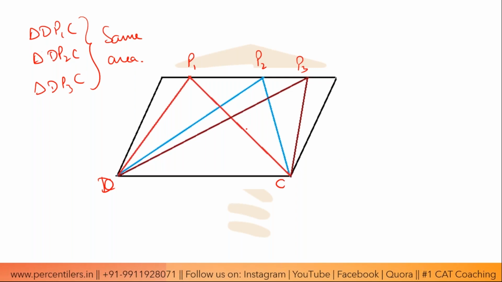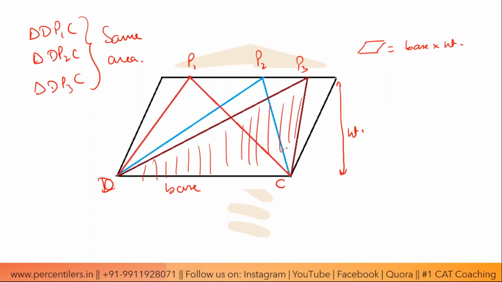Okay. Now there are many ways to prove it. The easiest way is: area of parallelogram is base into height, where CD is the base and this is the height, and area of triangle is half into base into height, the same base and the same height. Triangle is half into base into height, hence the area of triangle is half the area of parallelogram.